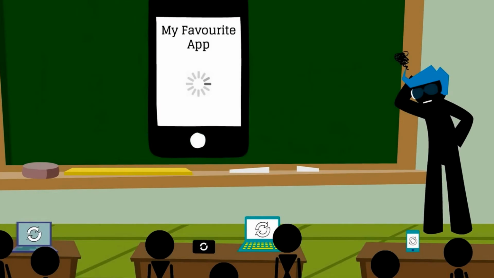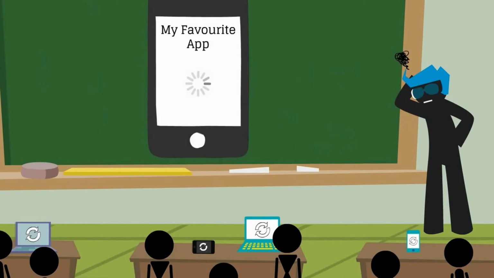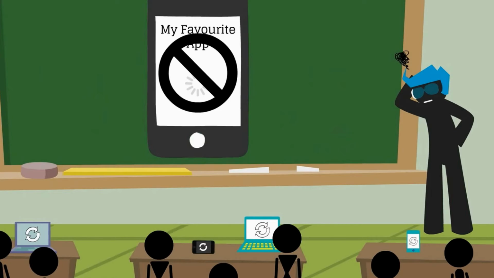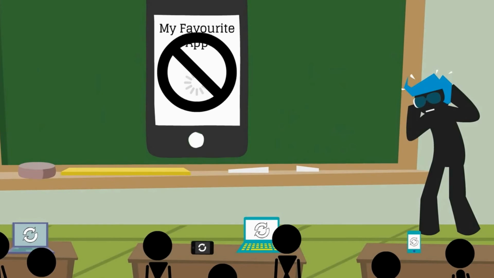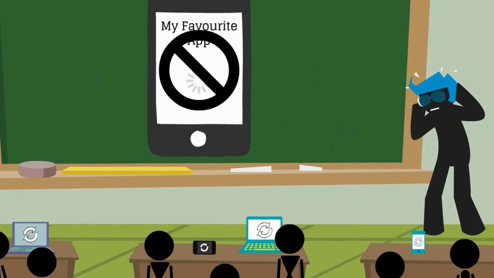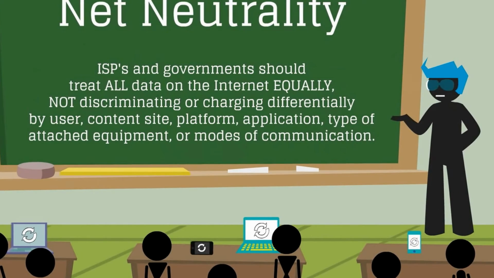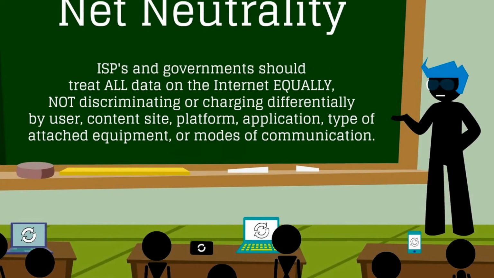In the worst case scenario, an app could be slowed down so much that it could prevent users from accessing it, effectively censoring the content. This is contrary to freedom of speech, and the ideal of a free and open internet, that encourages technological innovation, a strong economy and healthy competition. That is what net neutrality is. And that is why it is important.